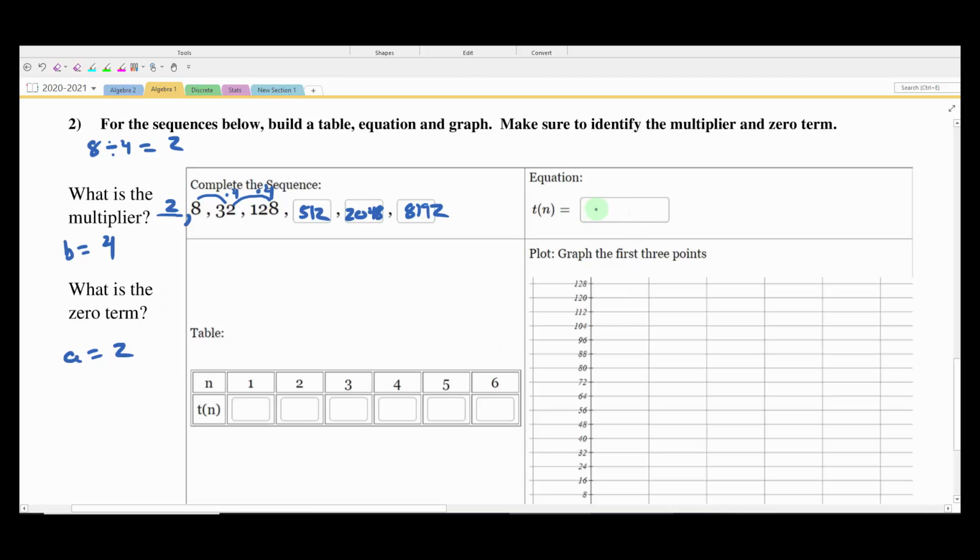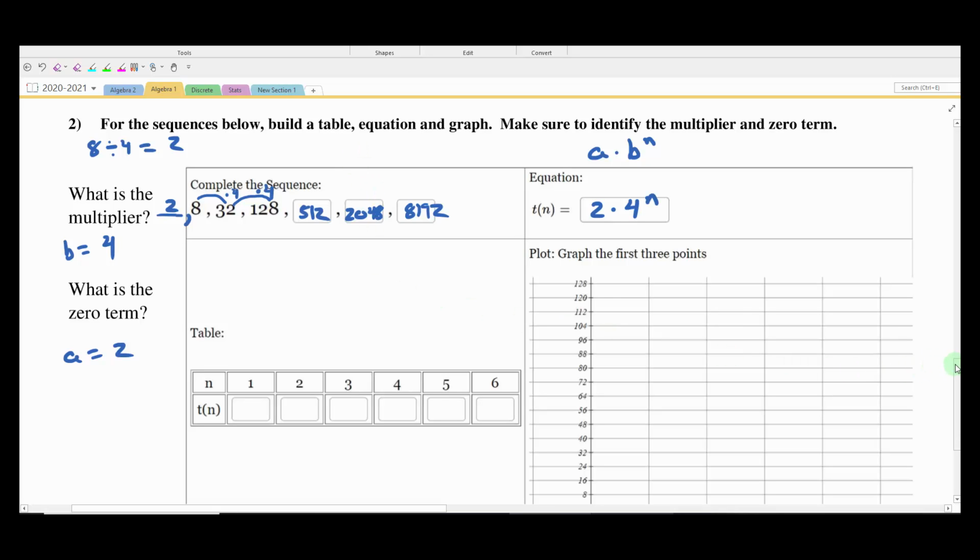And then when I go to write my equation, we know it's A times B to the n power, right? So we're going to have 2 times b, which is 4, to the n power. And that would be the equation for this sequence that we have here.